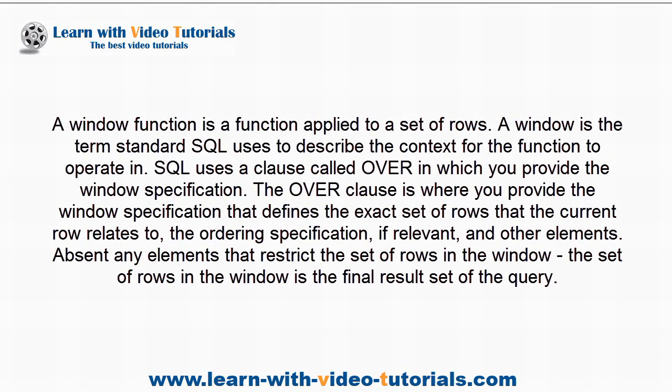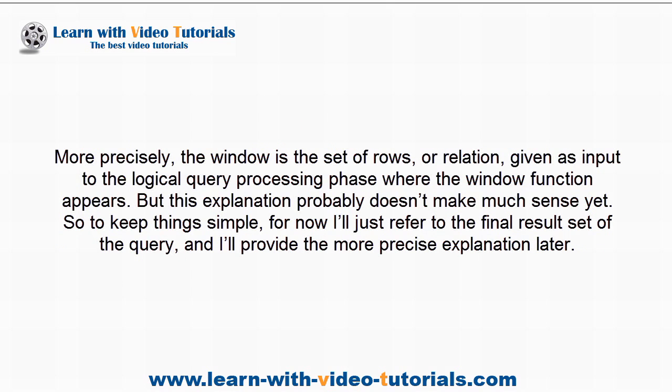Absent any elements that restrict the set of rows in the window, the set of rows in the window is the final result set of the query. More precisely, the window is the set of rows, or relation, given as input to the logical query processing phase where the window function appears. But this explanation probably doesn't make much sense yet. So to keep things simple, for now I'll just refer to the final result set of the query, and I'll provide a more precise explanation later.